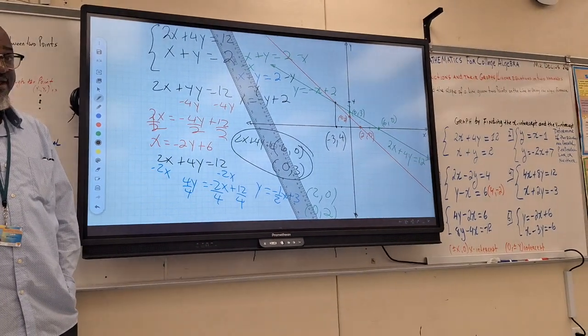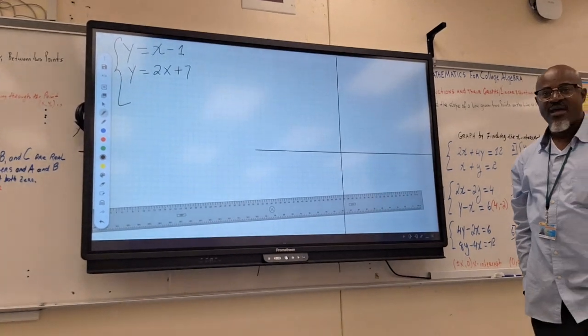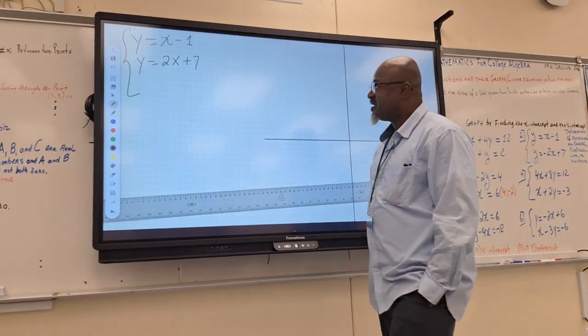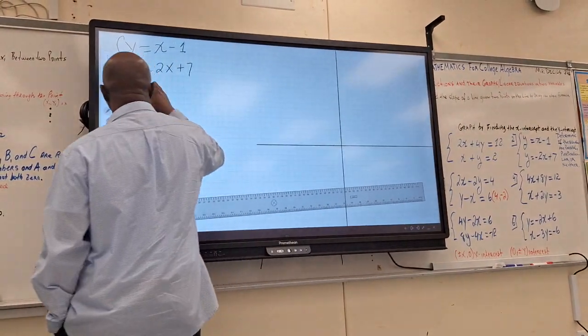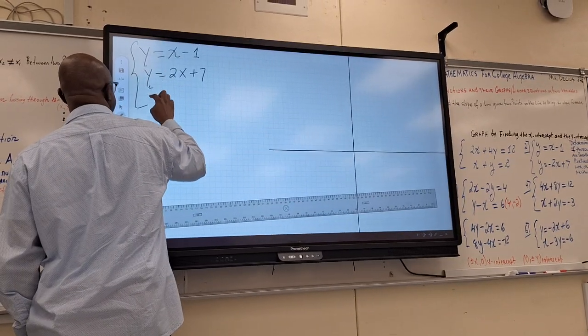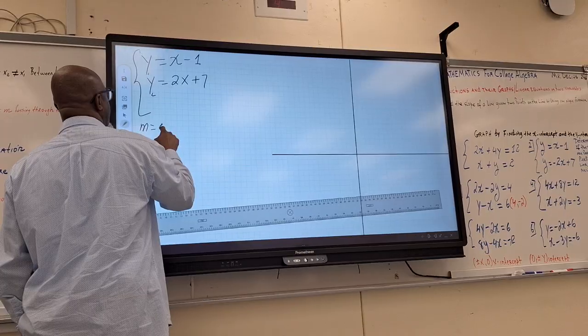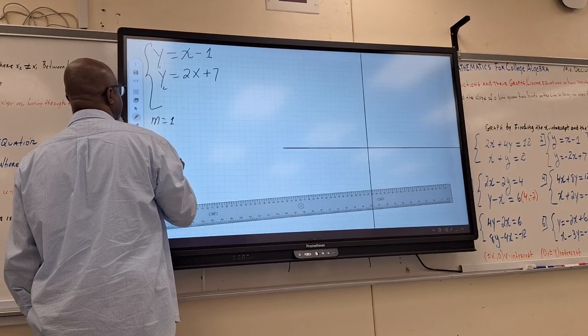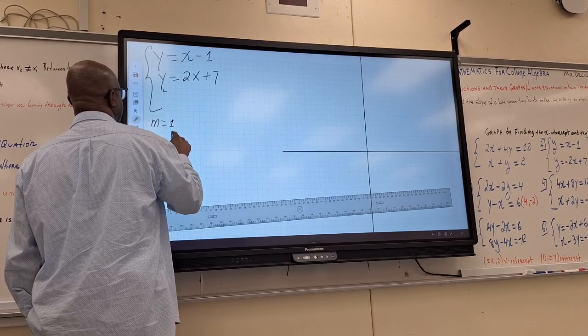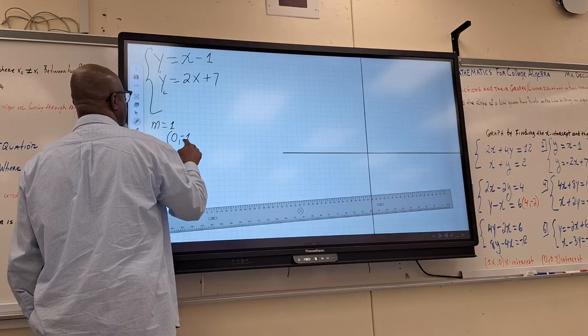See, nothing new. Slope and the y-intercept. Let's look for line 1. What is the slope? m is equal to 1. What is the y-intercept? As another pair, that will be 0, -1.